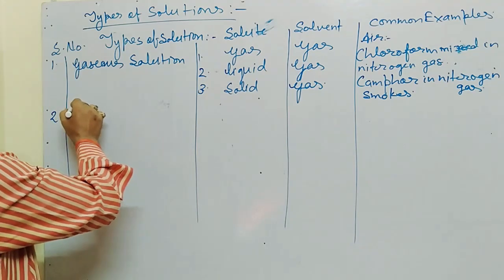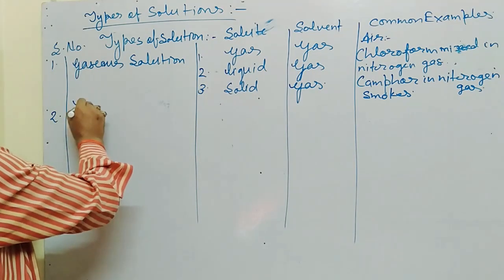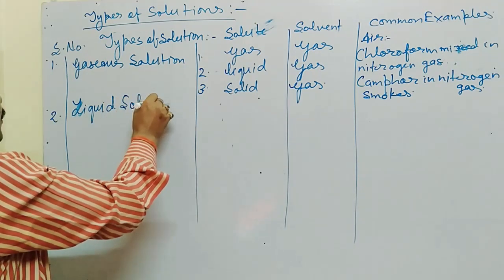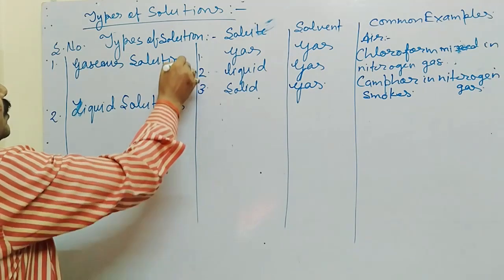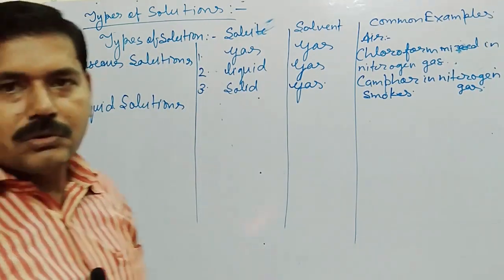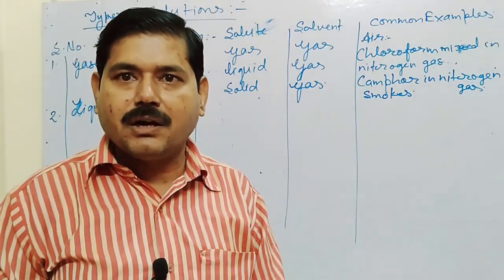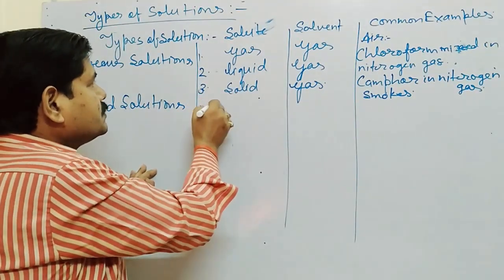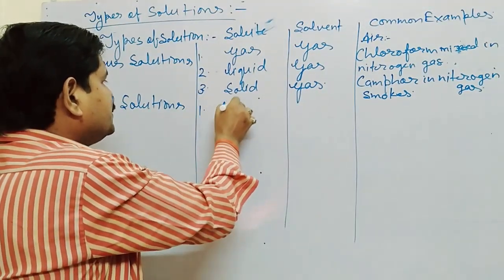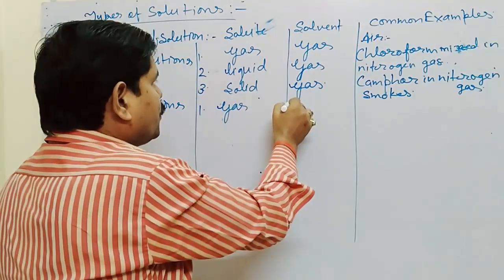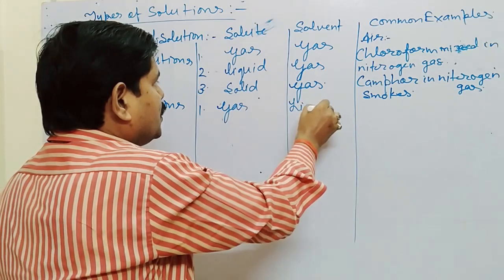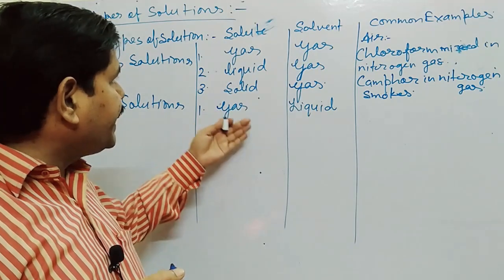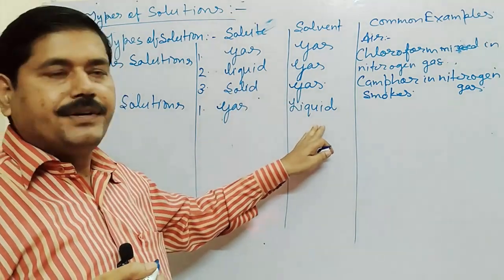The second type of the solutions is liquid solutions. Liquid solutions also have three subdivisions. First, gas in liquid. In this type of solution, solute is gas and solvent is liquid.